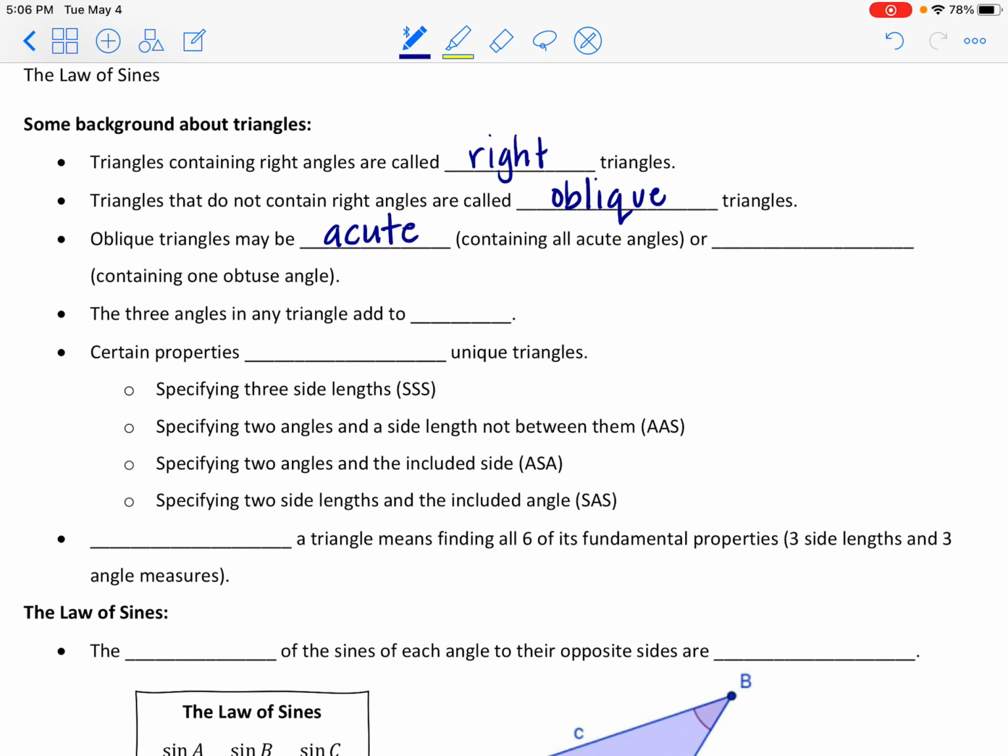If it's acute, that means it contains all acute angles, or it could be an obtuse triangle, and if it's an obtuse triangle, then it contains one obtuse angle. And just so we're clear, acute angles would be between 0 and 90 degrees, and obtuse angles would be from 90 to 180 degrees. Not including 90 or 180, because 180 is a straight angle, 90 is a right angle, and 0 is also a straight angle. So between 0 and 90 is acute, between 90 and 180 is obtuse.